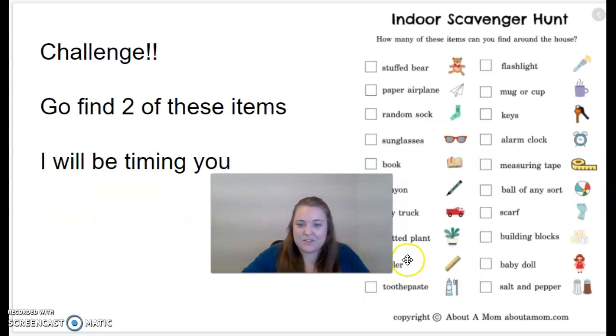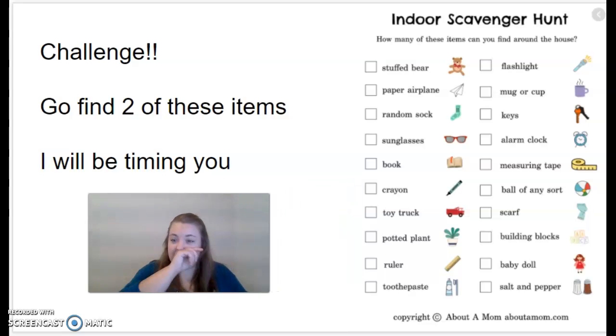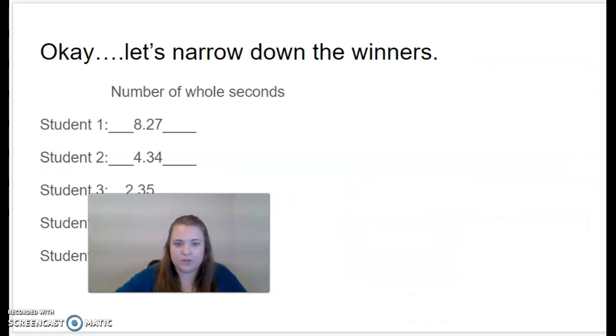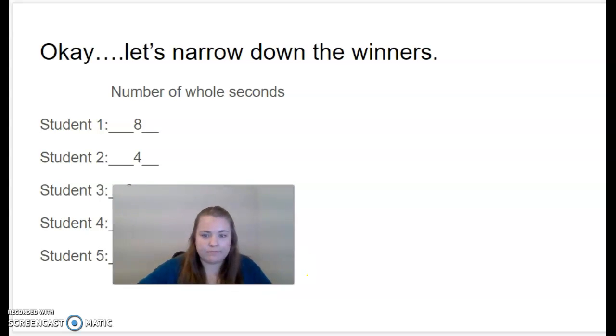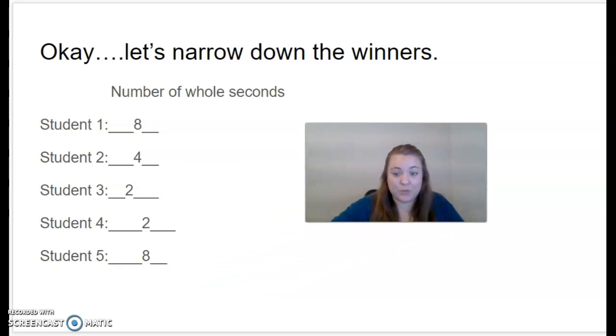Okay, so I presented a challenge to go find two of these items, and here were the scores that these students had right here. So I want to know who won. Who was the quickest? Who was the slowest? Do you have enough information to narrow it down to one student who was the quickest and one student who was the slowest? We don't. So what do we need to do? Right, we need to add a tenths place.